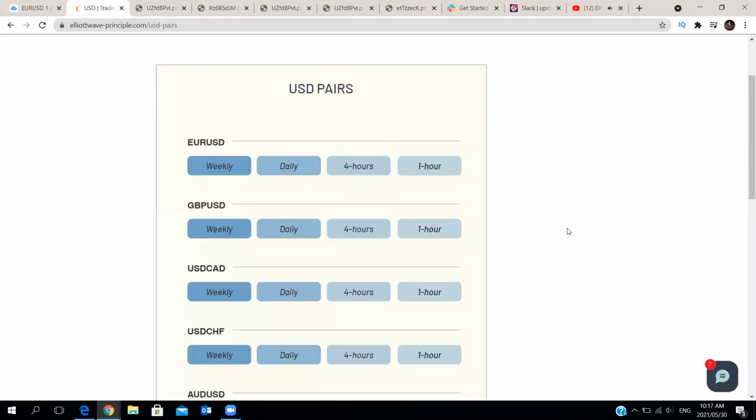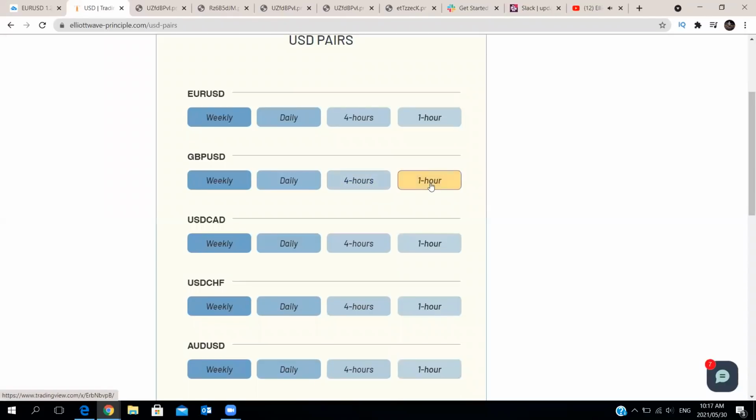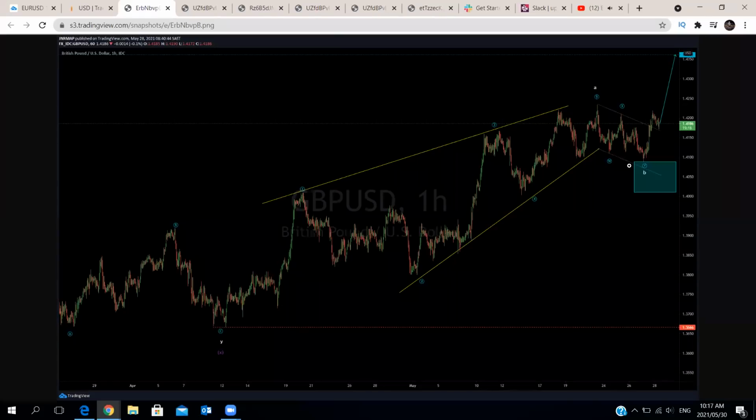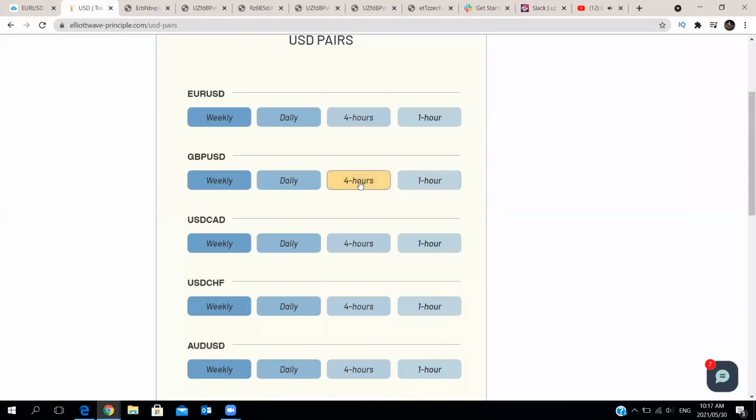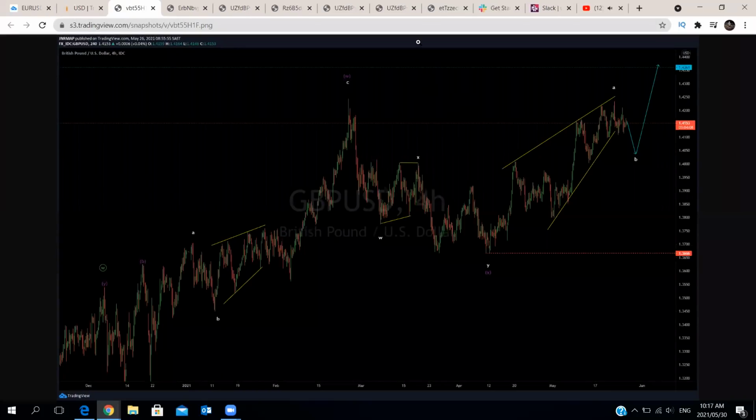That is Euro US dollar. Pound US dollar. Let's have a look at pound US dollar 1 hour. If you see here now, we've got a trade set up for more upside, but we actually got this one from the blue box. Let me see if it's still shown on the 4-hour. We may still have that chart on the 4-hour. There it is, very clearly.